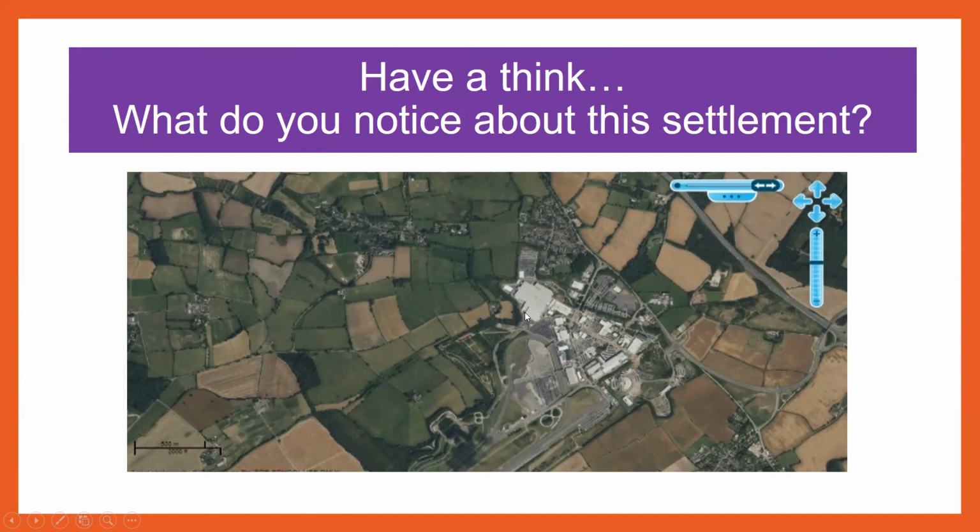You might notice there's different types of colours that you can see. Some are lighter grey, over here, some over here as well. So pause the video and have a think. What do you notice? Discuss that with someone around you or write some of your ideas down.